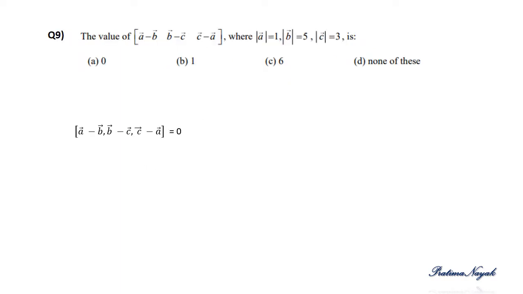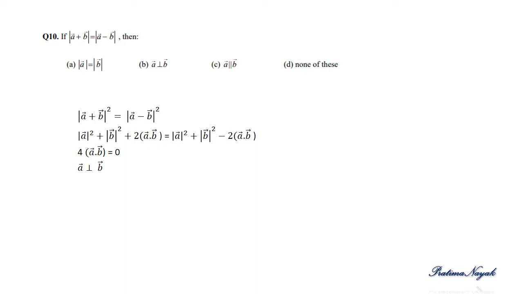Next question. Find the scalar triple product of A minus B, B minus C and C minus A, where magnitude of A is 1, B is 5 and C is 3. Options are 0, 1, 6 and none of these. So if we see minutely, the scalar triple product of A minus B, B minus C, C minus A is always equal to 0. So answer is A.